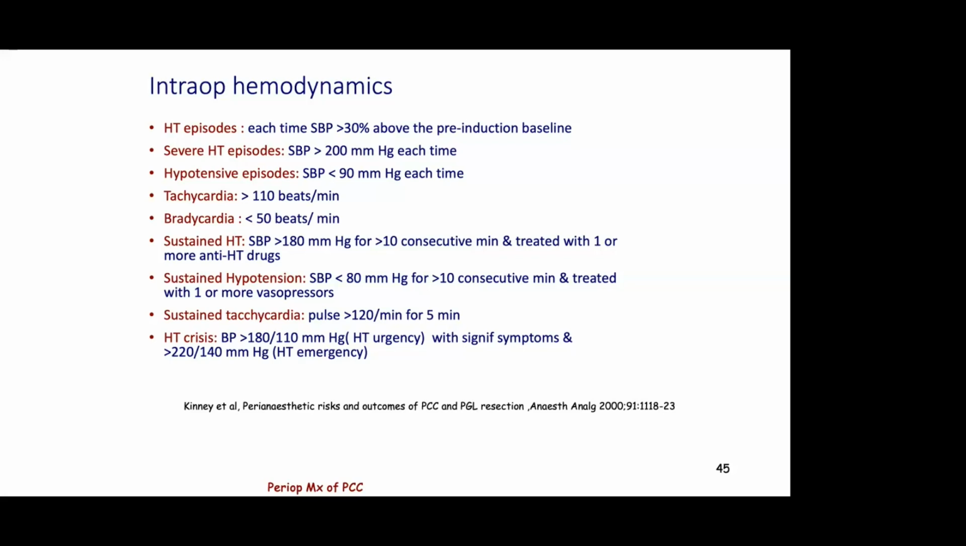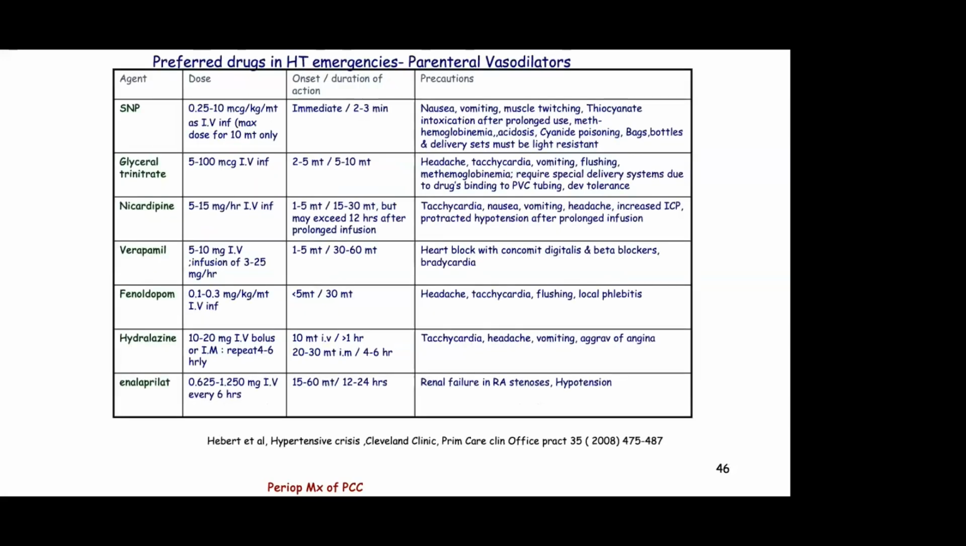Significant symptoms and a pressure of more than 220 over 140 can actually be called a hypertensive emergency. There are various drugs used in hypertensive crisis, like SNP, glyceryl trinitrate, verapamil, and nicardipine. Most commonly used are GTN and SNP, sodium nitroprusside and glyceryl trinitrate.